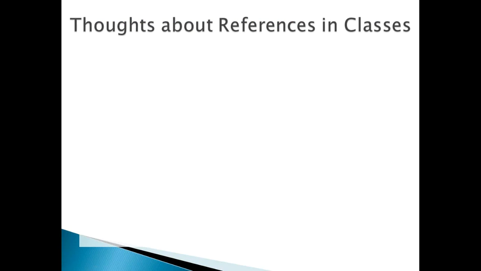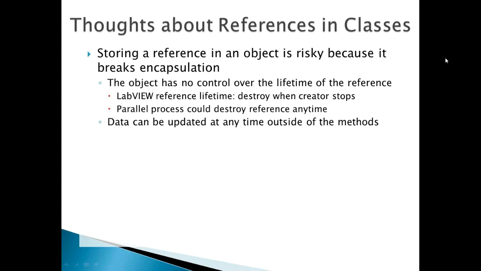Getting very close to the end here. Thoughts about references and classes. Again, this is a huge topic. Some of it is tangential, so I wanted to put it in here, or it's closely related. Storing a reference in an object is risky for several reasons.